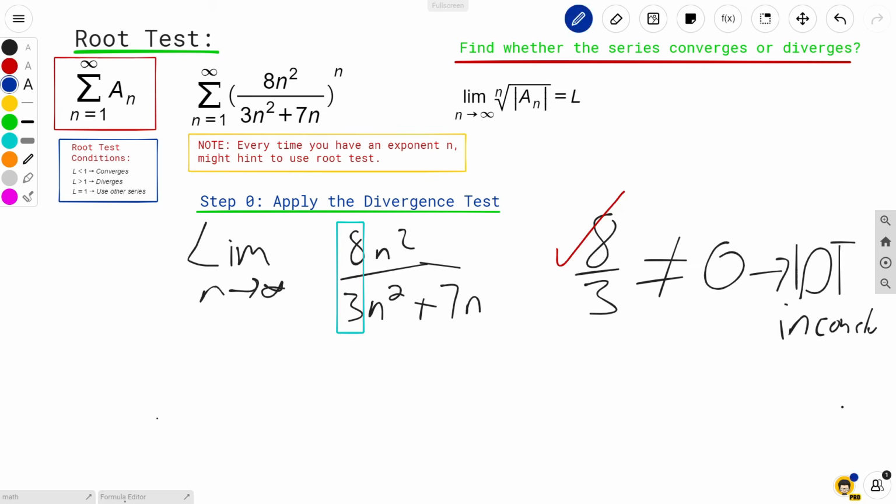So now we know the divergence test is inconclusive. So what other test is going to help us? Notice how we have the exponent to the nth power here. Every time you see that, as I put it right here, it's telling us to use the root test. And we could also use the ratio test, but whenever we have the nth power, we want to take the nth root of it, so the root test will make this a lot easier.